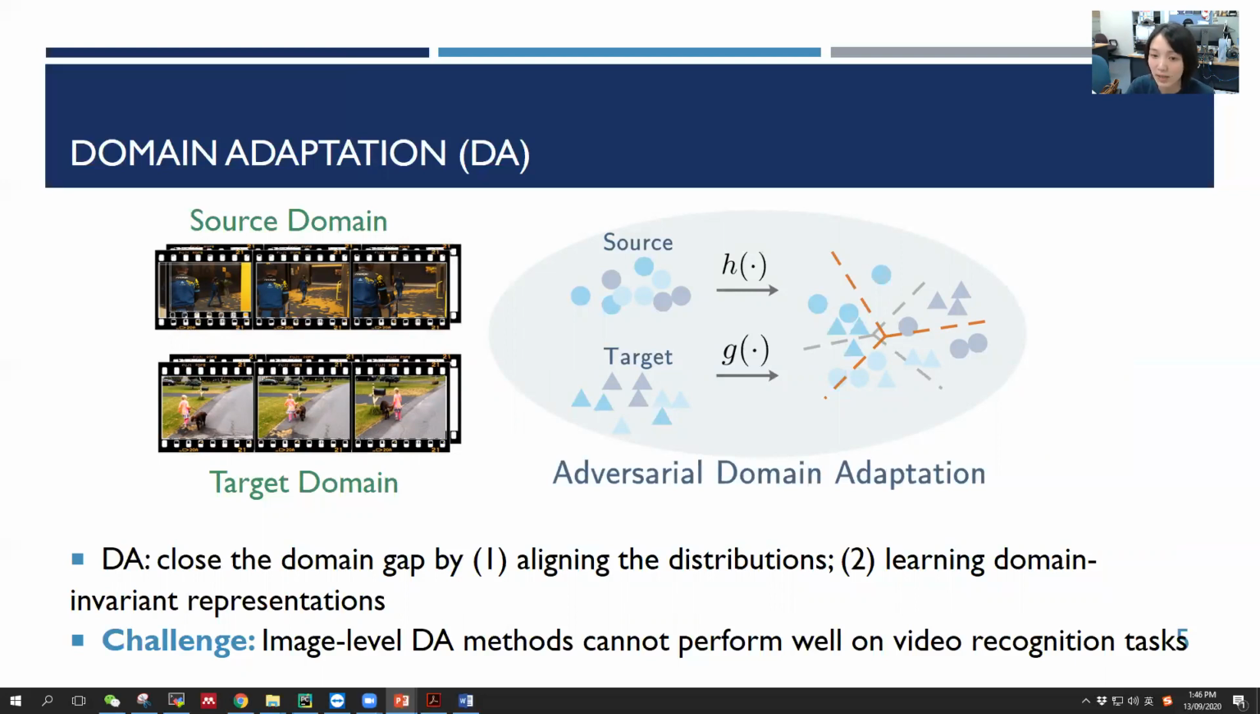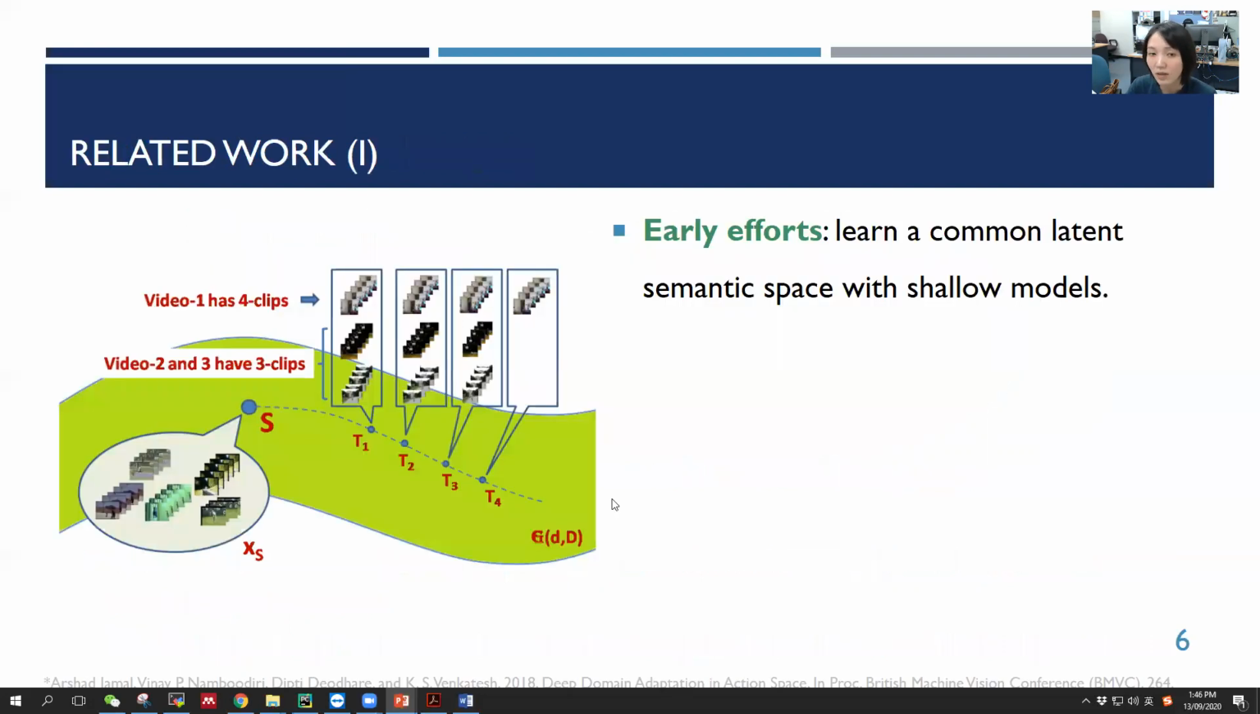While the notion of domain adaptation has been widely exploited in the past, the resulting technologies are generally designed to cope with still images rather than videos. These image-level DA methods can hardly achieve good performance on video recognition tasks, as they do not take into account the temporal dependencies of frames when minimizing the discrepancy between the domains. Early efforts on video domain adaptation utilize a shallow model that applies collective matrix factorization, or PCA, to learn a common latent semantic space for the source and target domains.